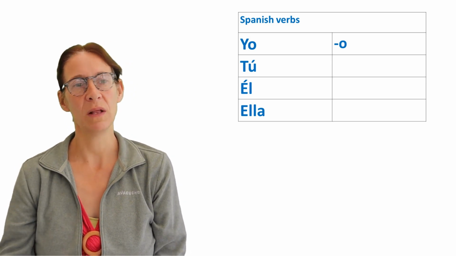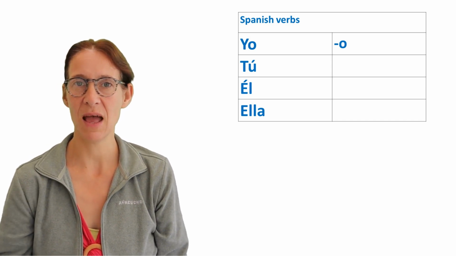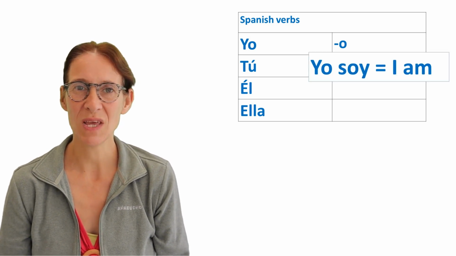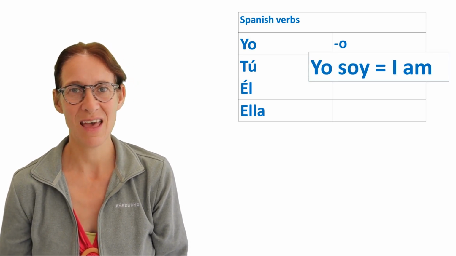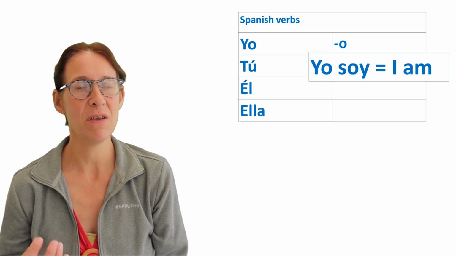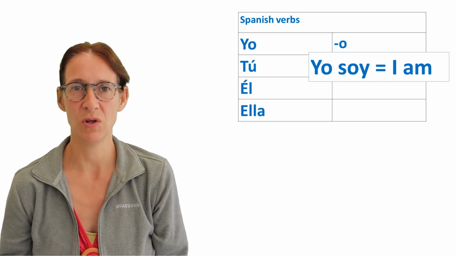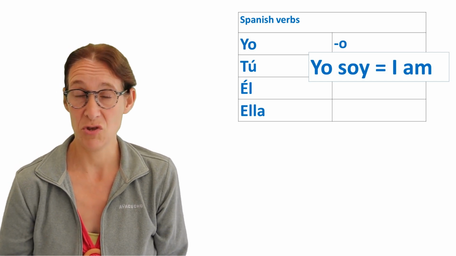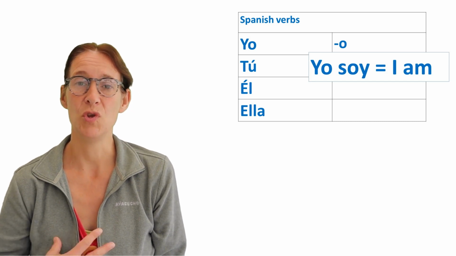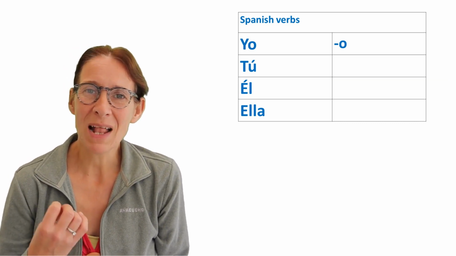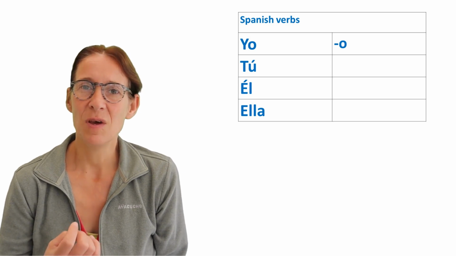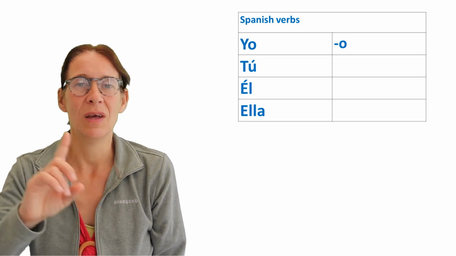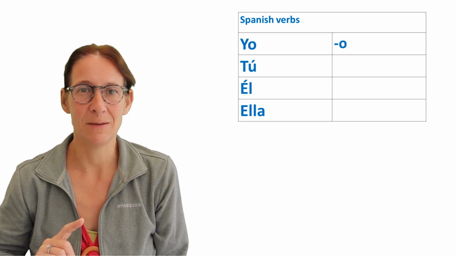Now you're thinking, well, we had yo soy, and that means I am, and that ending wasn't o. Well, that's because soy is part of ser, and ser is an irregular verb. There are very few verbs in Español that end with oy in the first person, in yo. And ser is one of them, yo soy. Pero normally, the verb will end in o. So, you get that in your head. Yo, it ends in o, in the present tense.